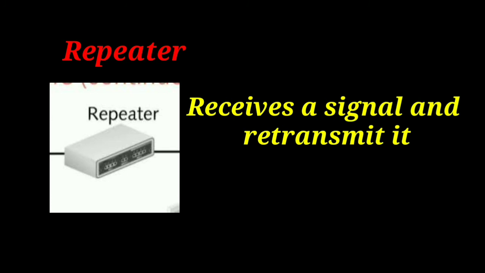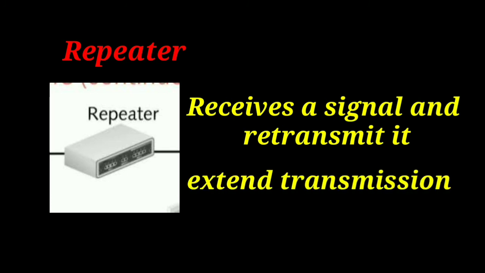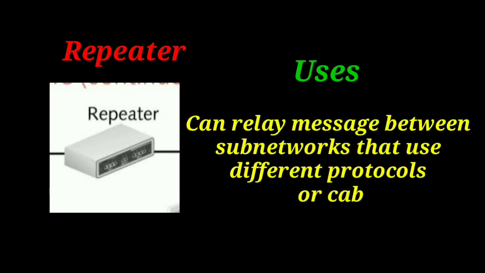Repeater. It is an electronic device that receives a signal and retransmits it. Repeaters are used to extend transmission so that the signal can cover longer distances or be received. Then the uses of the repeater. A repeater can relay messages between subnetworks that use different protocols or cable types.